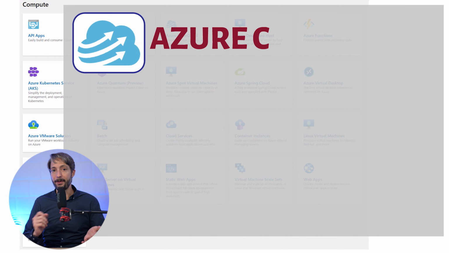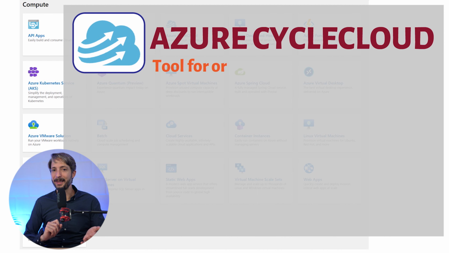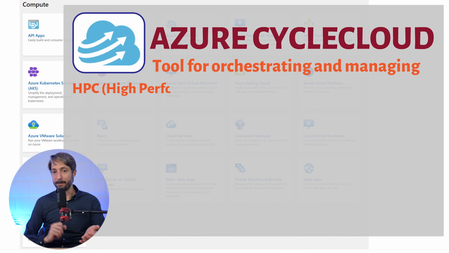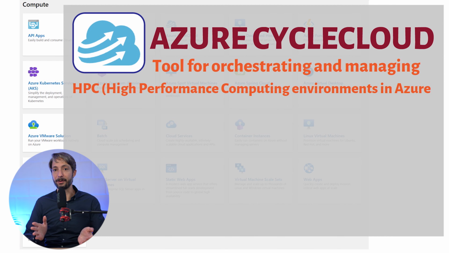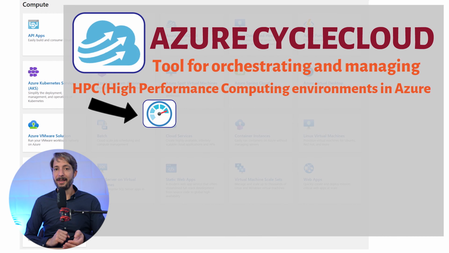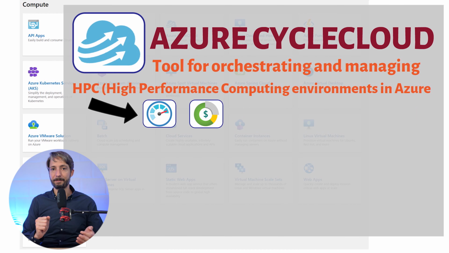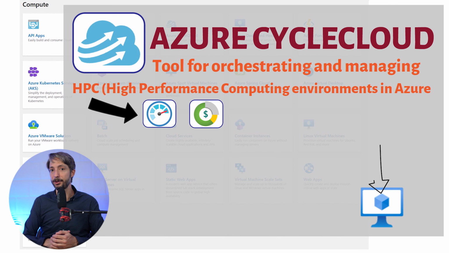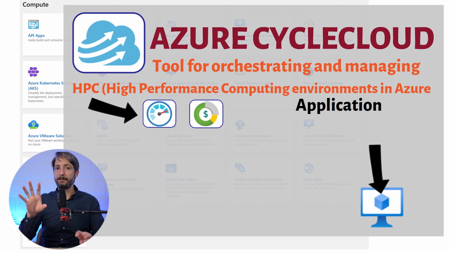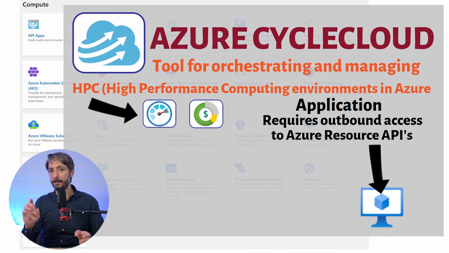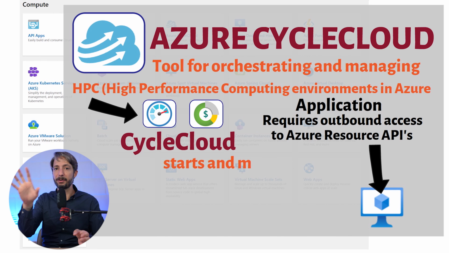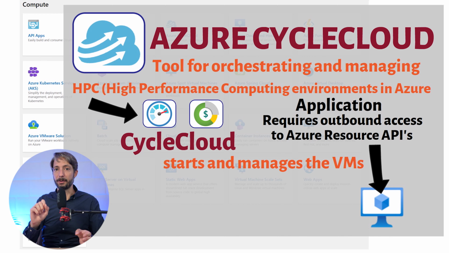Azure CycleCloud, now this is an enterprise-friendly tool for orchestrating and managing HPC, high-performance computing environments in Azure. It integrates directly with other Azure components, such as Azure Monitor and Azure Cost Management. CycleCloud HPC systems can be deployed on the Azure infrastructure. CycleCloud itself is installed as an application server on a VM in Azure that requires outbound access to Azure Resource Provider APIs. CycleCloud then starts and manages VMs that form the HPC systems.